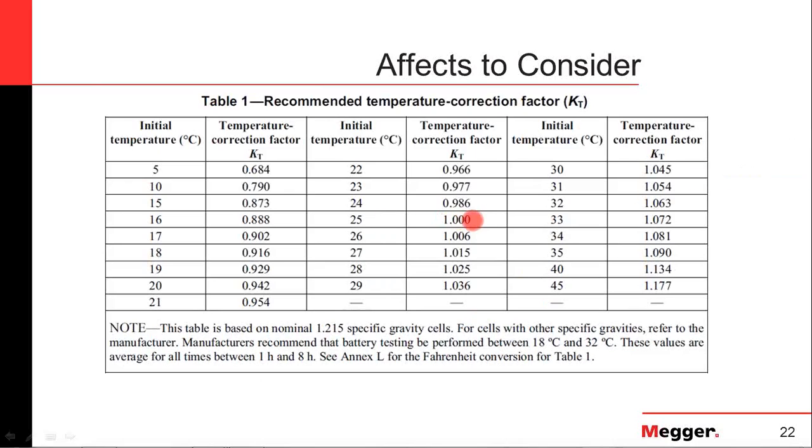at 25 degrees C, obviously my correction value is 1. I don't need to do any temperature correction. So I'll just basically do the time that the battery discharged divided by the time it was specified to discharge. If I go down in temperature, you'll see my temperature corrections are going down, and then if I go up in temperature, you see they're going up.